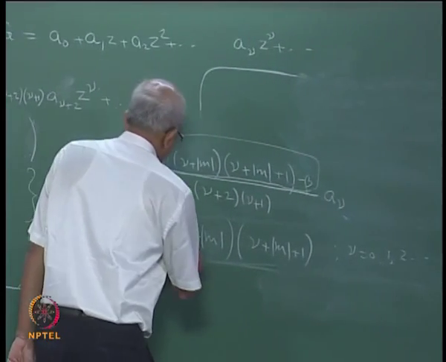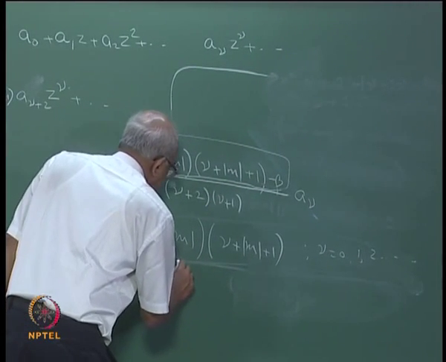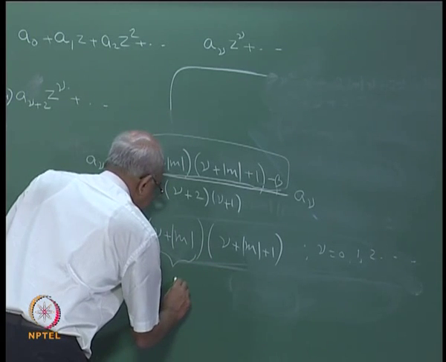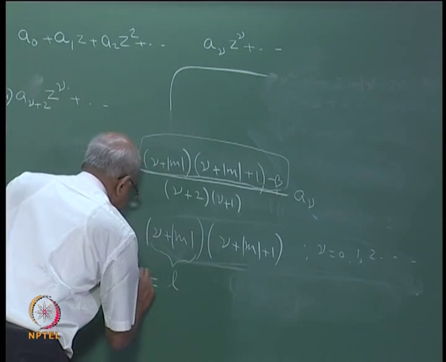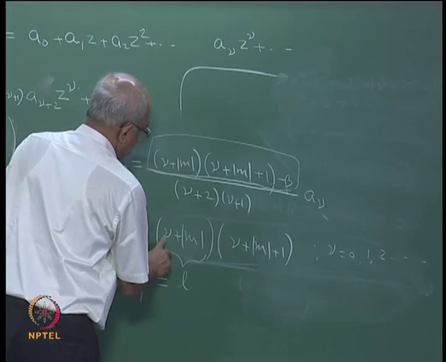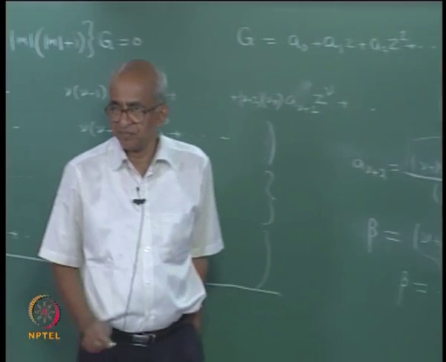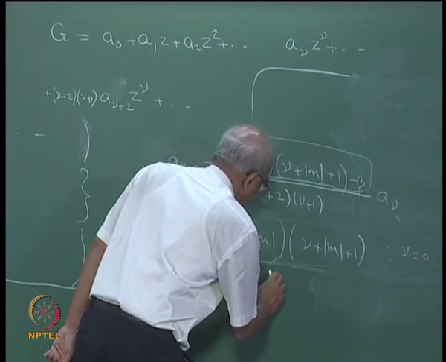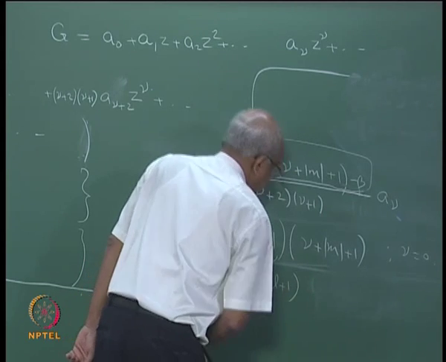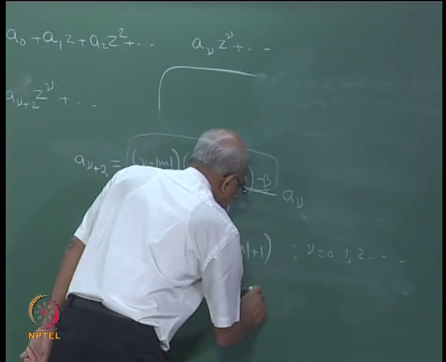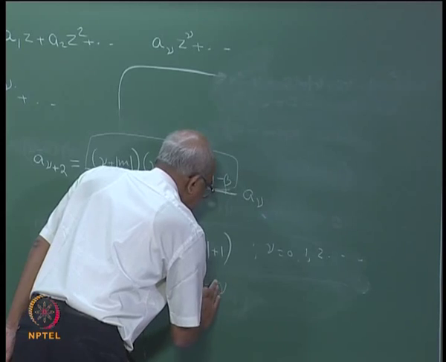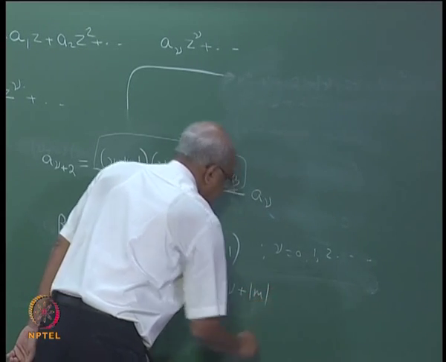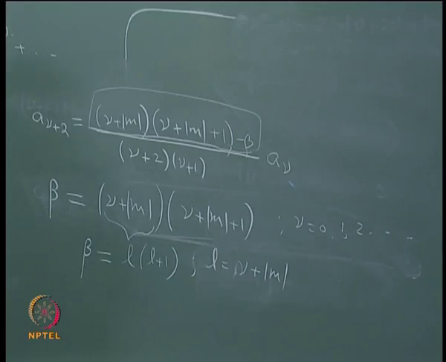Okay, I mean if that is the way it is, I can introduce a new integer which I will denote by the symbol L. I am going to define L is equal to nu plus magnitude of m, right. So, then I will be able to write this as beta is equal to L into L plus 1, where L actually is defined to be nu plus magnitude of m. That is just my definition of L.